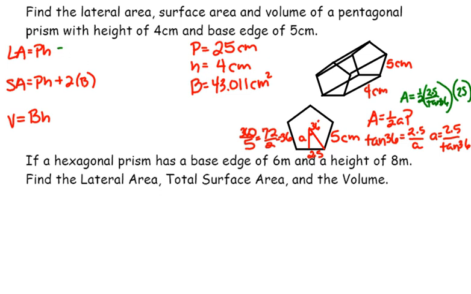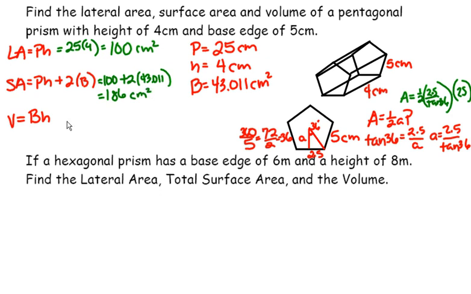All right, so let's see what we've got going on here. So my lateral area is going to be 25 times 4. So my lateral area is going to be 100, and that would be centimeters squared. My surface area is going to be that 100 plus 2 times the area of my base, which is that 43.011 and change. All right, so that gets me 186 point, and that's not really going to be significant, so I'm going to go ahead and just round to the nearest whole centimeter, or in this case, centimeter squared.